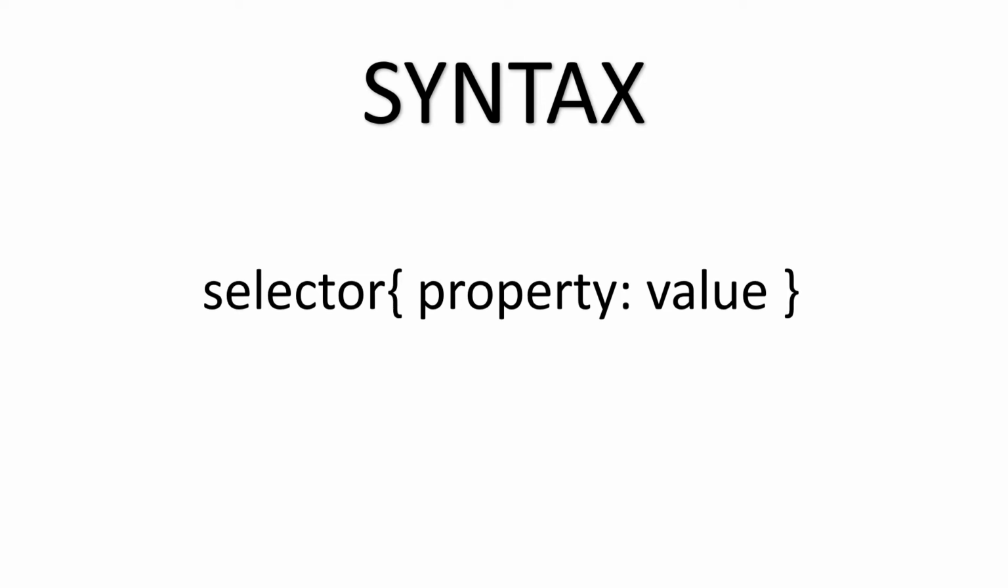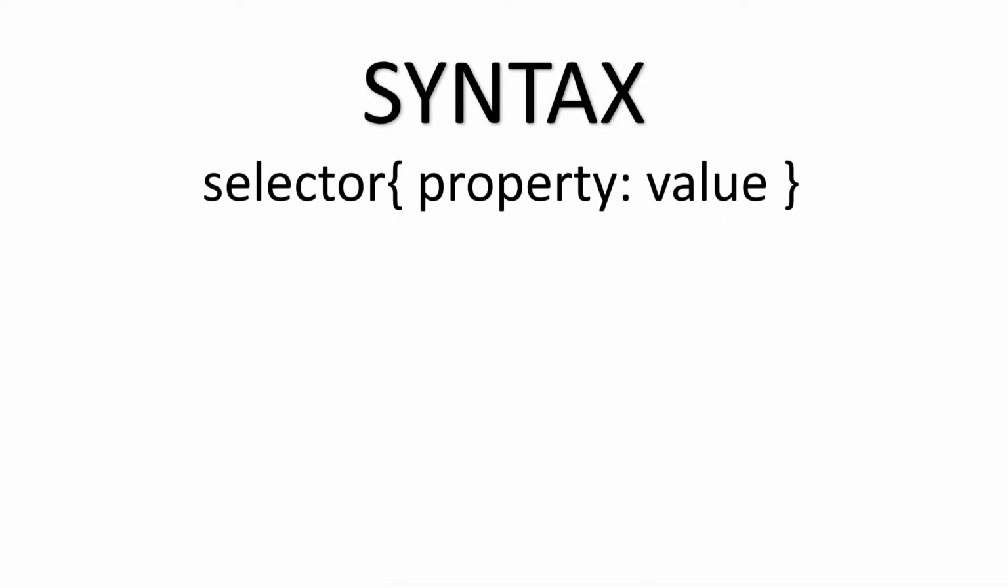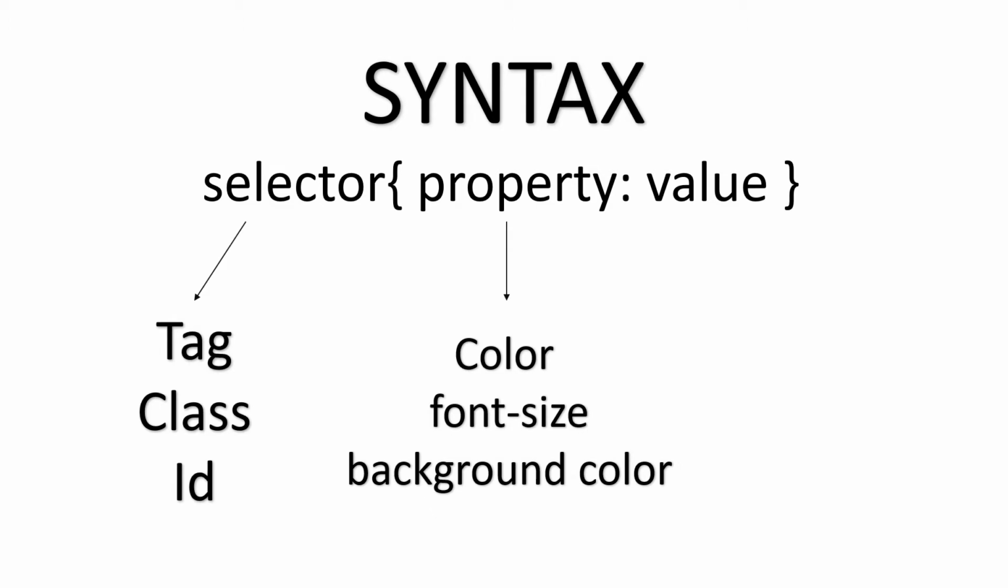So what are these terms actually? The selector might be a tag or a class or an ID. Whatever you specify as the selector, the style will be applied to all the elements with the same tag name or class or ID. Next one, the property. Here you need to give the property of the selected element that you want to affect. It might be color, font size, background color, font style, etc.